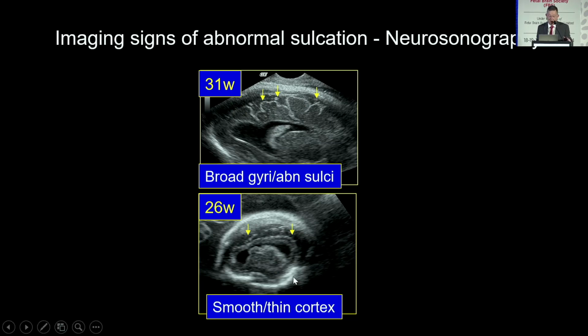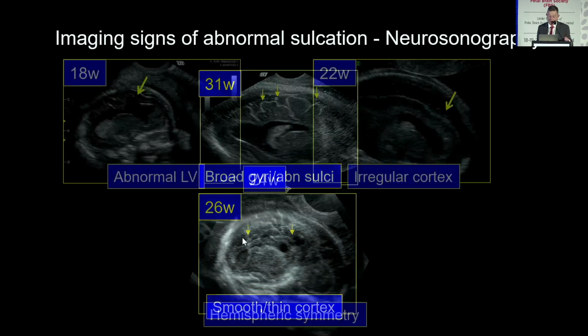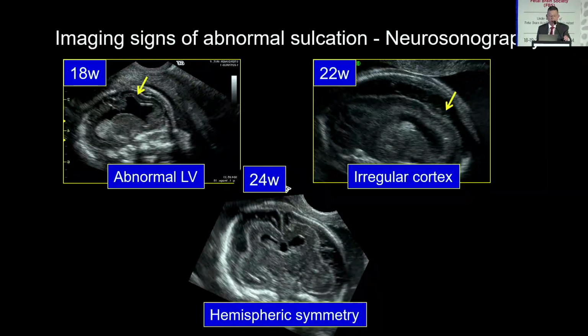And again, this is an easy case when you have a very smooth and thin cortex. There is almost no cortex. There's a lot of fluid around the brain. This is for sure abnormal.